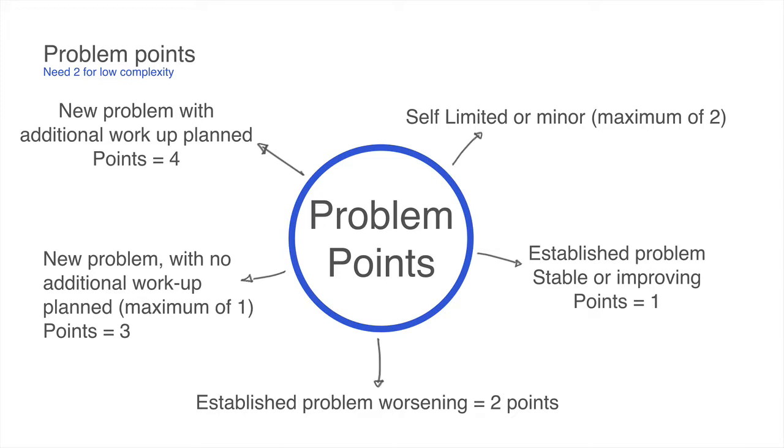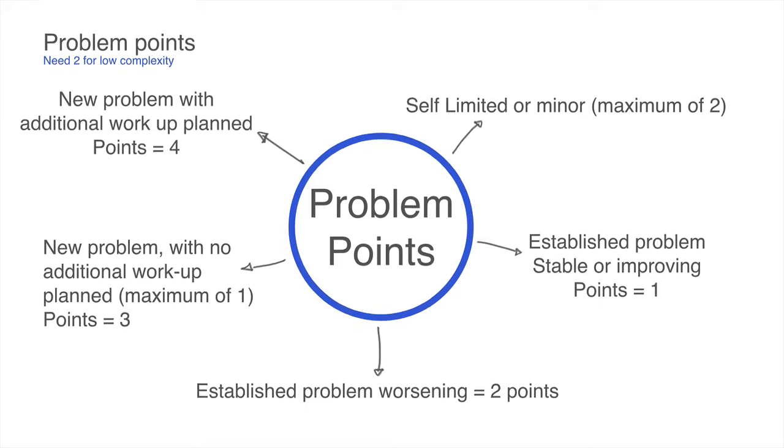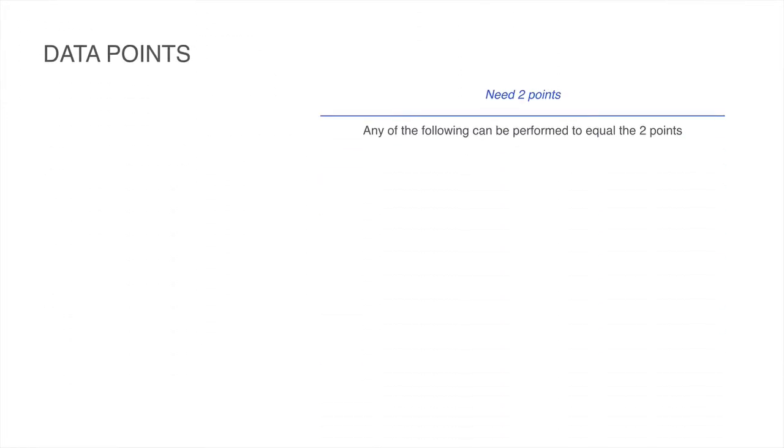We could have a new problem with no additional workup planned, and that would be 1 complaint, which would give us 3 points, and that would satisfy us. Or we could have a new problem with additional workup planned, which would give us 4 points, and that's more than enough to satisfy the problem points component of the 3 components necessary to establish medical decision making of low complexity.